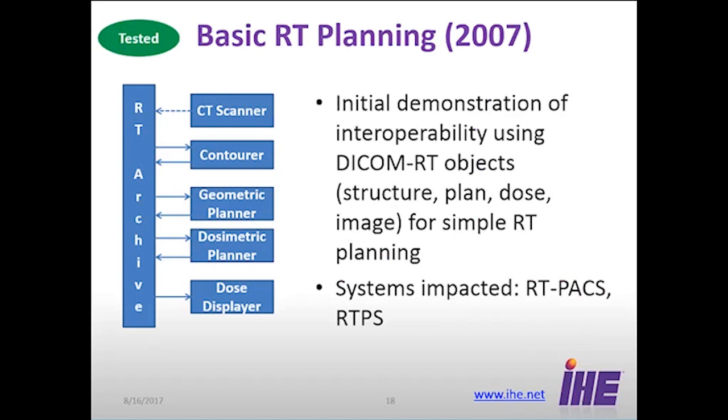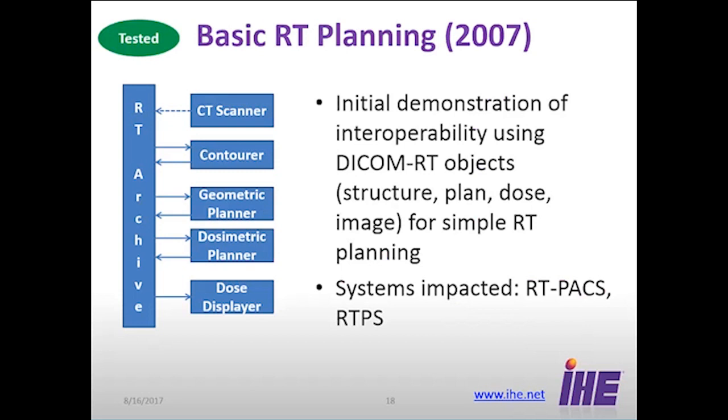An example of something that's been implemented: in the blue boxes to the right, what we call those things actors. So for basic planning, which came out in 2007, we envisioned an imager, something called a contour, and these terms normally are pretty self-explanatory. A contour really is something that allows you to draw contours on the images, not worrying about anything more than that, but just the contours. A geometric planner is like a simulator that allows you to design a plan, but doesn't calculate dose.